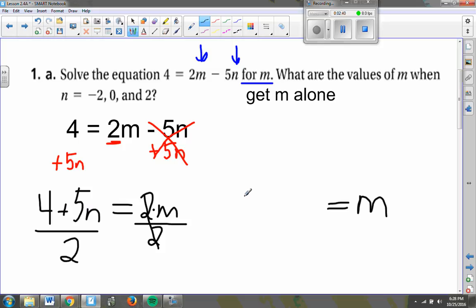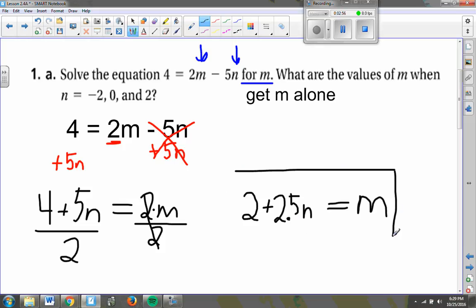4 divided by 2 is 2. Plus 5 divided by 2 is 2.5. And the 5 had an n on it, so the 2.5 will also have an n on it. Okay? So my final answer here is m equals 2 plus 2.5n. I now have the m all by itself just like I wanted, and I undid it just like I would normally.